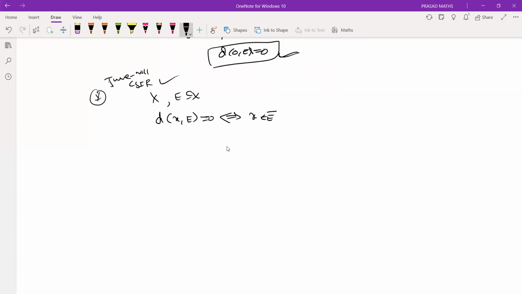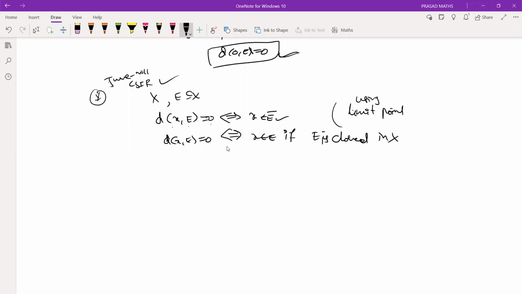So the distance between x and E is 0 if and only if x belongs to the closure of E. In particular, the distance between x and E is 0 if and only if x belongs to E, whenever E is closed, that is, the closure of E equals E. That means E is a closed set in X. Is it clear? These are direct statements. One can easily prove it using the limit point definition and the closure of the set.